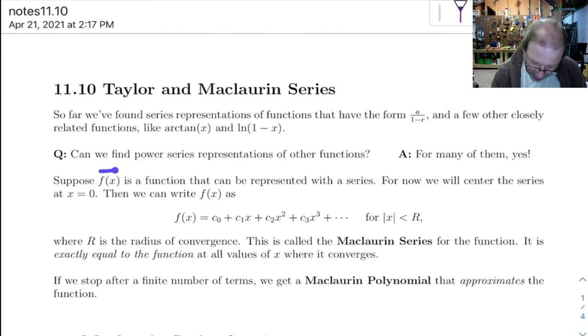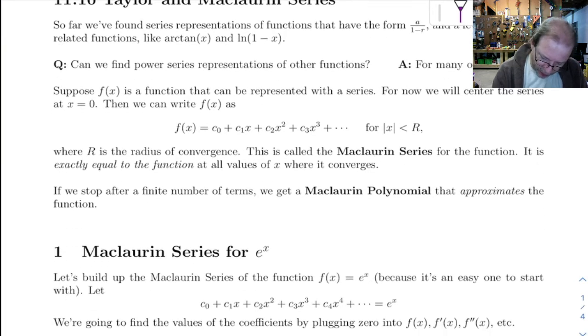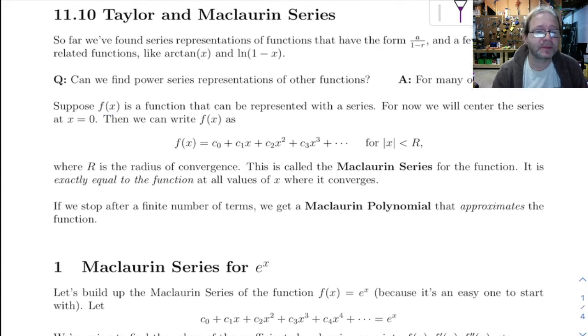So the question is, can we find power series representations of other functions? And the answer is yes, we can find them for a lot of different functions. So let's build up how to do that. First up, suppose that f of x is a function that can be represented as a series.